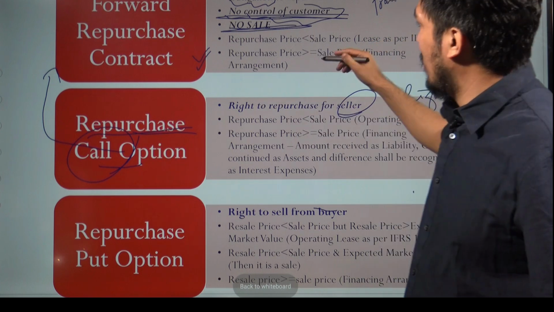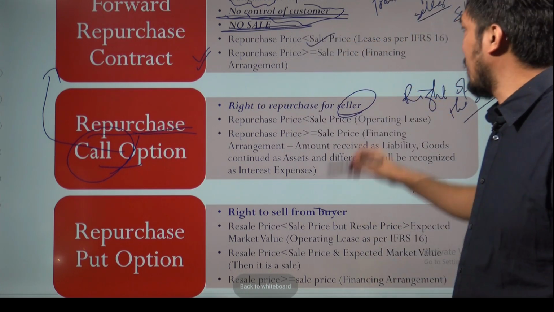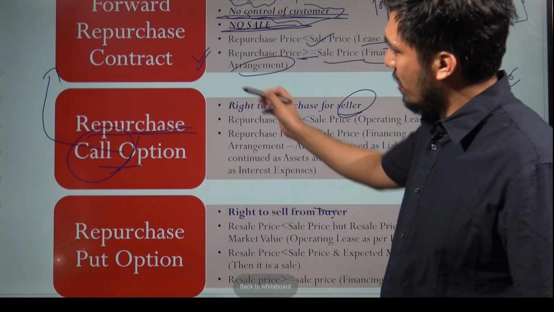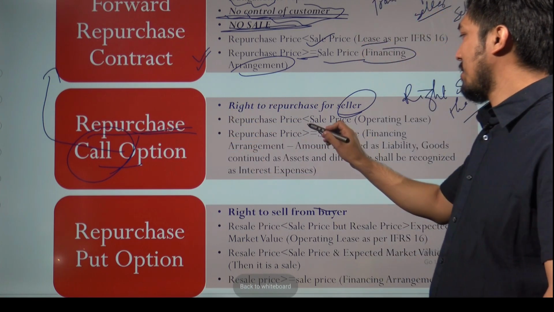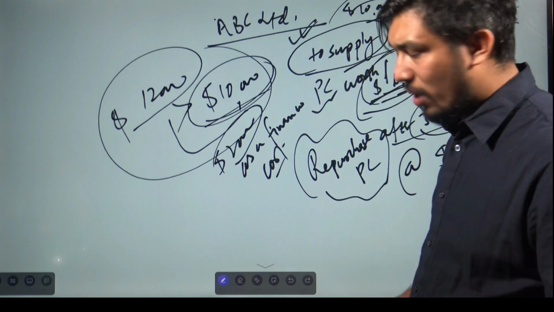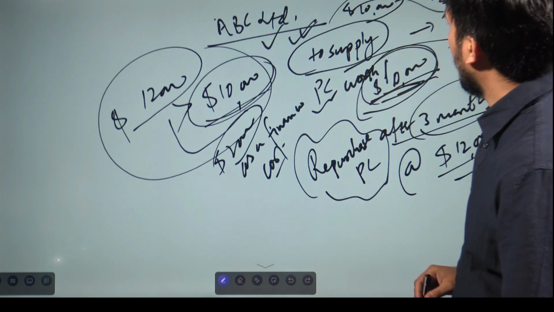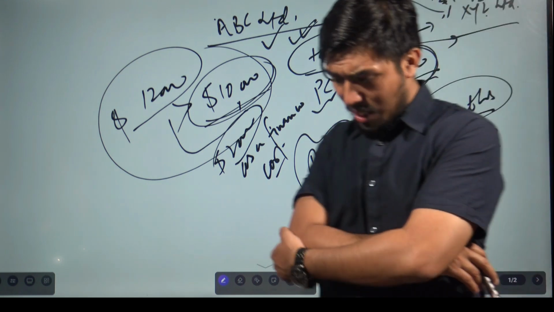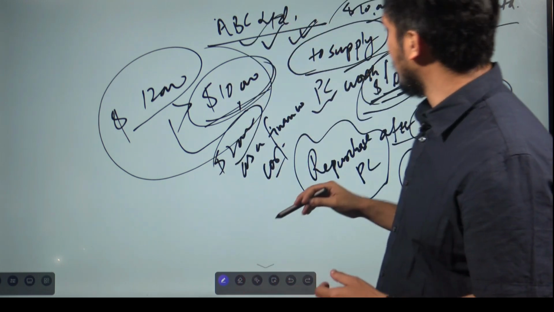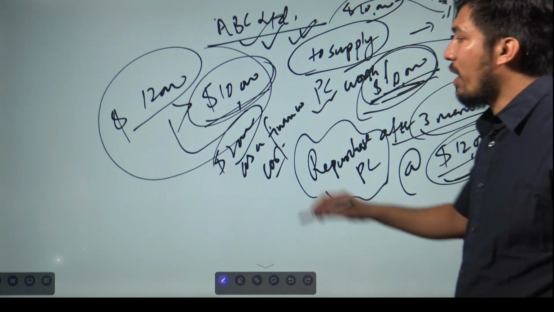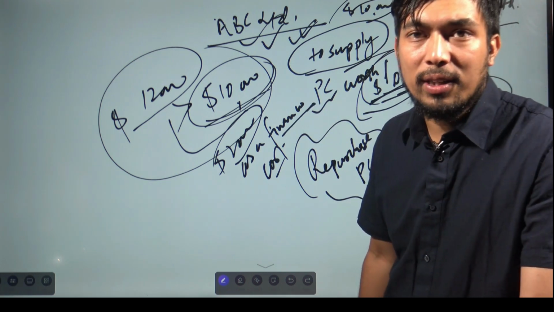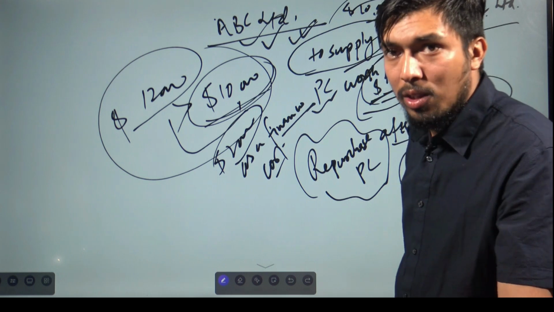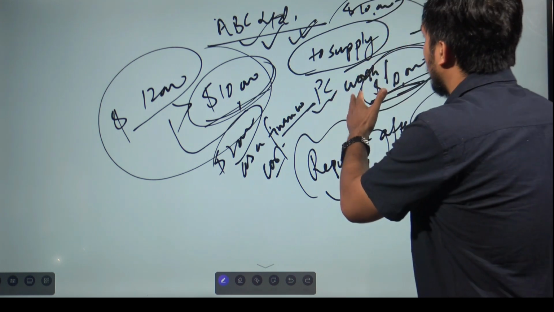If that repurchase price is lower than the sale price, then it will be considered as a lease. If the repurchase price is above or equal to the sale price, then it is called a financing arrangement. Similarly in the case of a repurchase call option. If the repurchase price is less than the sale price, like the scenario discussed earlier, where ABC Limited is making an agreement to supply a PC to XYZ Limited at $10,000, and there is a call option for ABC Limited to repurchase that asset at $12,000, then it will be considered as a financing arrangement, because no seller is going to make that agreement if there is no need of finance. ABC Limited is in certain need of funds, so he is making the agreement, selling that asset to collect the funds.